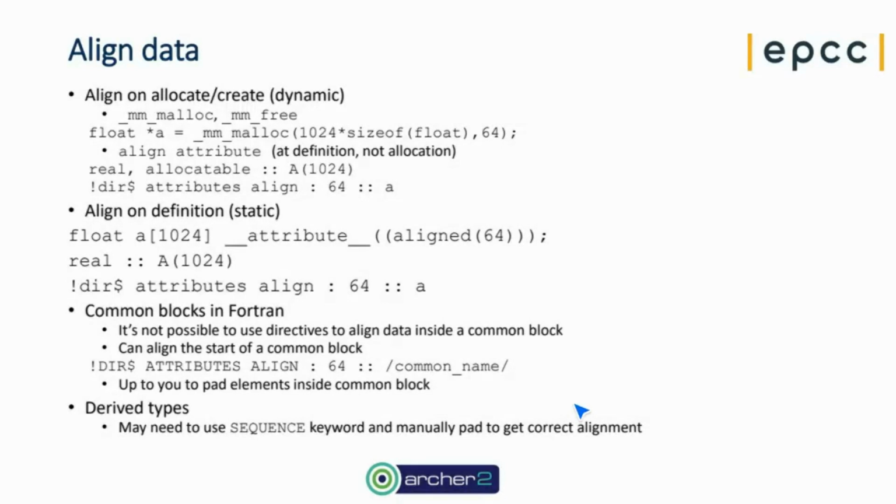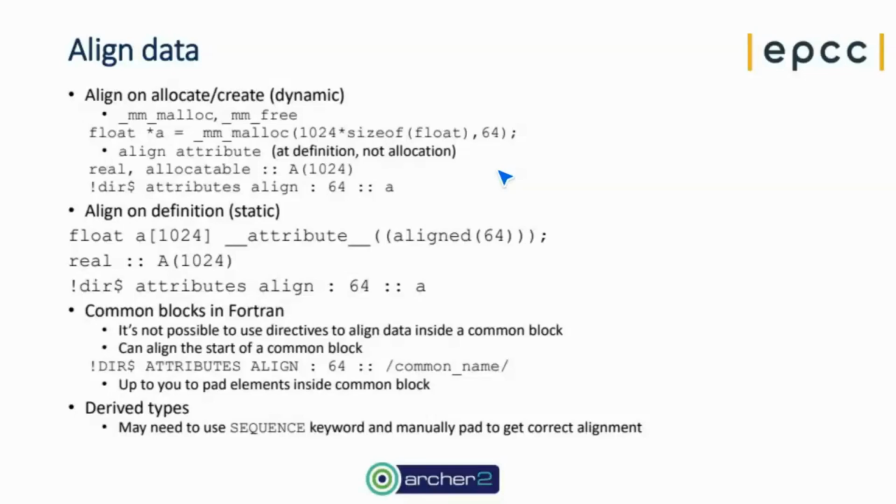Okay, so there are various ways to align our data. Depending on what kind of data it is, if it's dynamically allocated, then we can use the _mm_malloc library instead of plain old malloc. There's an extra parameter to tell it what to do.